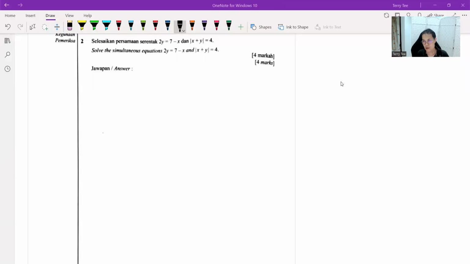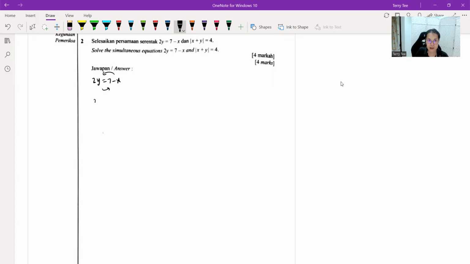Okay, question number 2. Now, this question is from the chapter system of equations, but it's a bit weird, as normally in a system of equations we have 3 unknowns, x, y, z, or 2 unknowns, x and y, where one of them is linear and one is non-linear. But in this case, what we have here is a pair, or should I say 2 pairs, of linear equations. The first equation is 2y equals 7 minus x. We can choose to make one of them the subject if you want to use substitution, or you can use elimination. I think in this case, I use substitution.